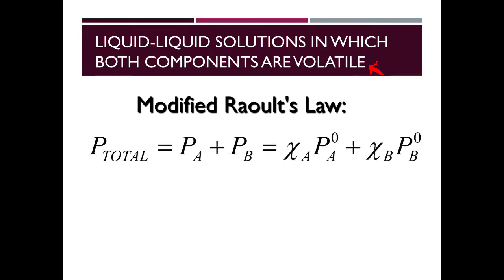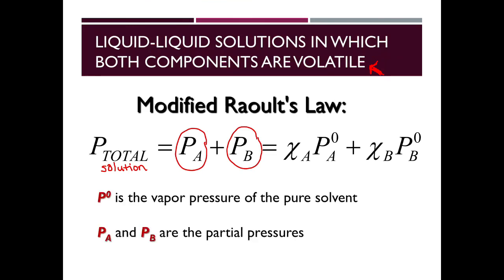But our modified Raoult's law is to get the total pressure. So this would be like the pressure of our solution. We are going to do for each one the partial pressure of A plus the partial pressure of B. And if you remember from when we did gas laws, the way that we calculate these partial pressures is going to be the mole fraction of A times the normal vapor pressure of A plus the mole fraction of B times the normal vapor pressure of B.